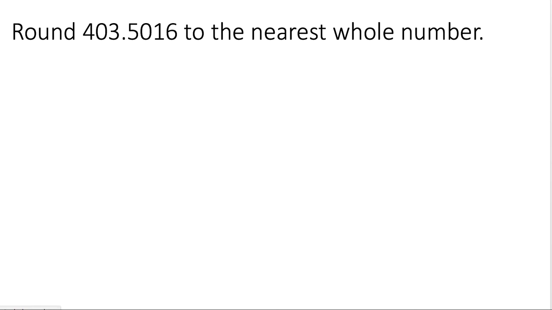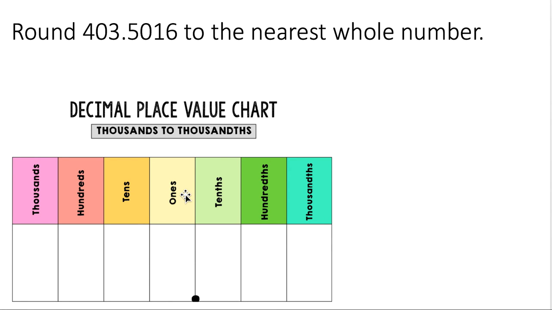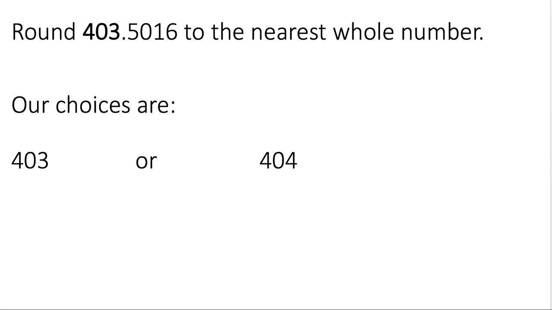Second example, round to the nearest whole number, 403.5016. So when they say nearest whole number, they mean the ones place. Our whole numbers are 0, 1, 2, 3, 4, 5, 6, 7. So this answer has got to be either 403 or 404. Those are the only choices. It's in between those two whole numbers. Which one is it closer to?